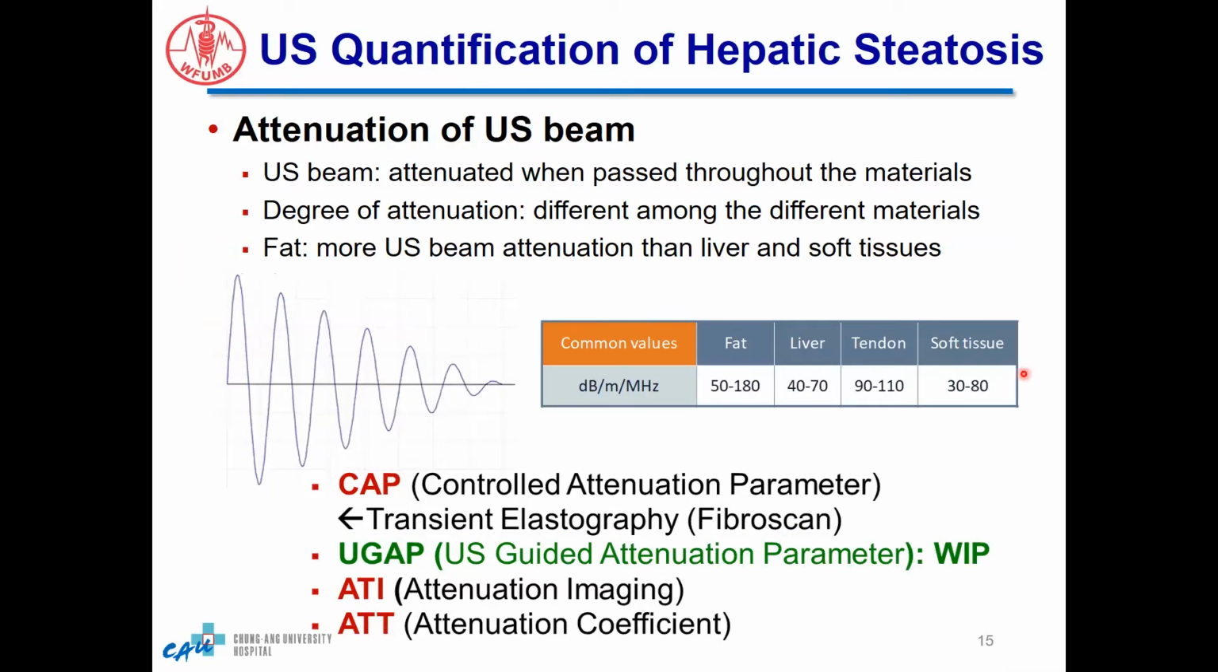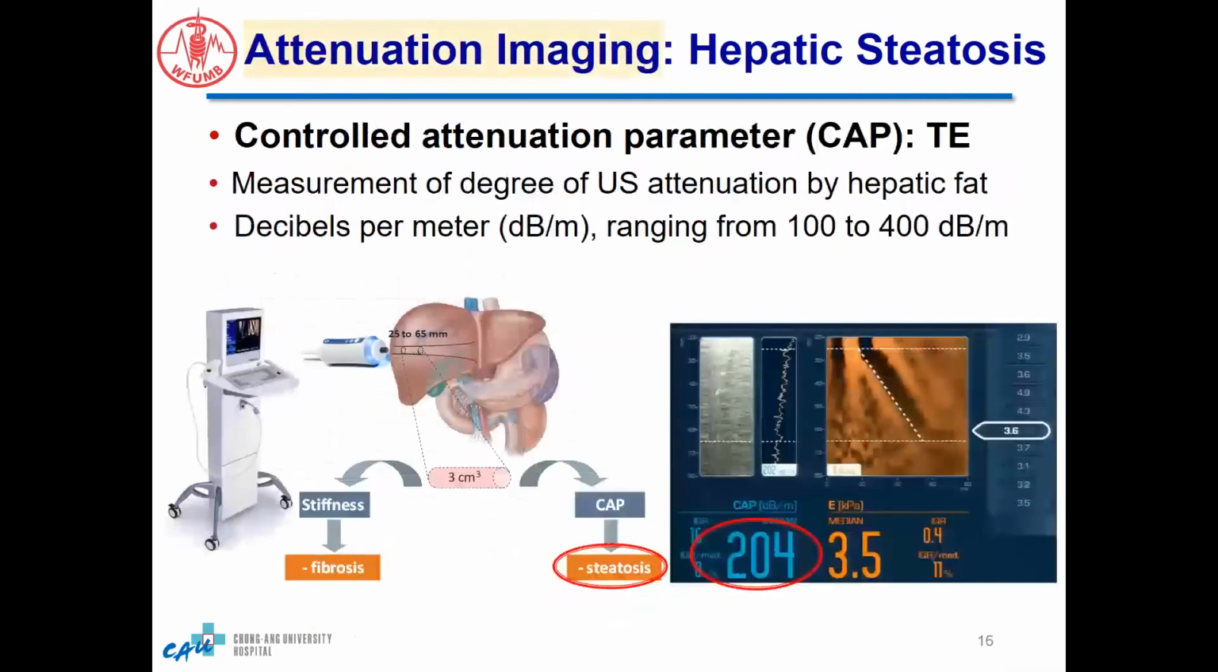I'll start with attenuation imaging, such as CAP, UGAP, and ATI. Ultrasound beam is attenuated when passed through materials. Degree of attenuation is different among the different materials. Fat shows more ultrasound beam attenuation than liver and soft tissue, as you see in this table. Controlled attenuation parameter, CAP, using TE can measure degree of ultrasound attenuation by hepatic fat with unit of decibel per meter, ranging from 100 to 400 dB per meter, as you see in this diagram.